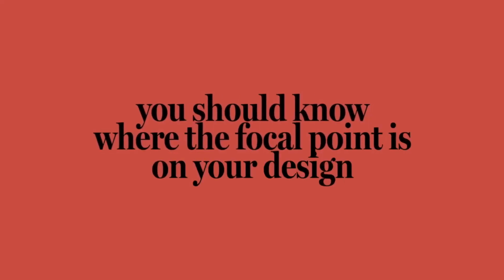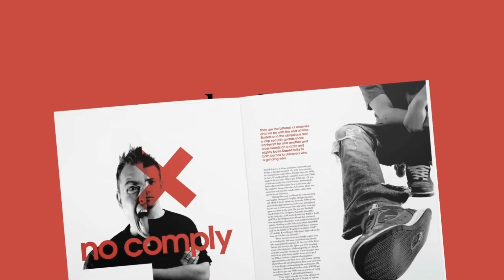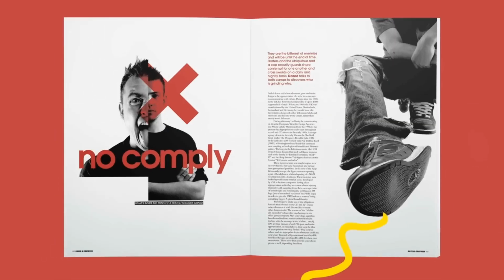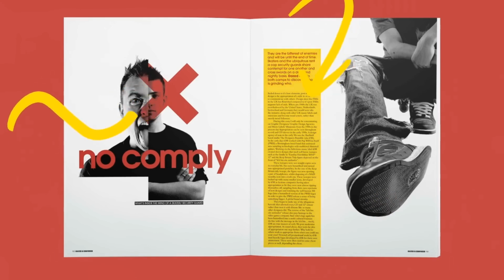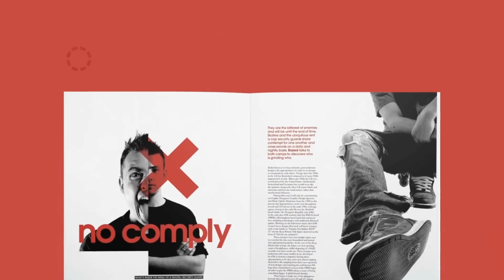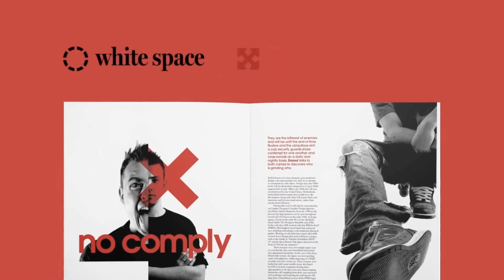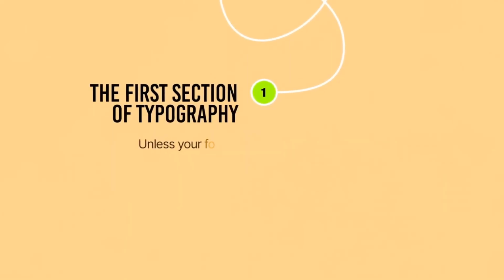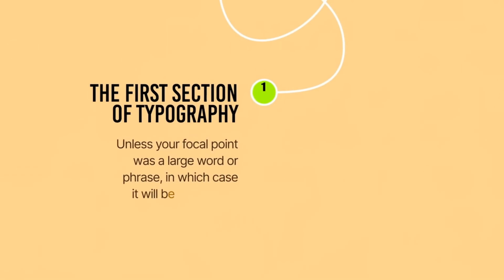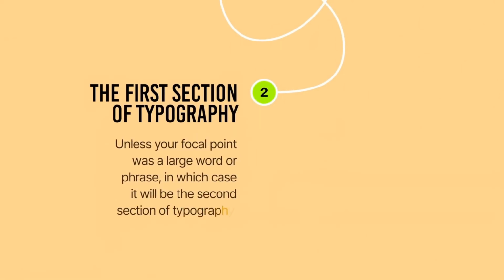For this, you first should know where the focal point on your design is. Now this might be an image, an object, or it could even be a huge section of typography. The focal point can use white space to emphasize it, alongside things like size and contrast. It's completely up to you how you make it a focal point. And from there, lead them to the first section of typography. Unless, of course, your focal point was a large word or a phrase, in which case it will be going to the second section of typography.